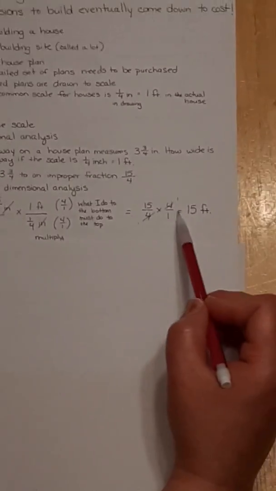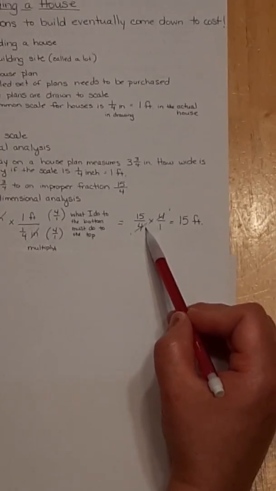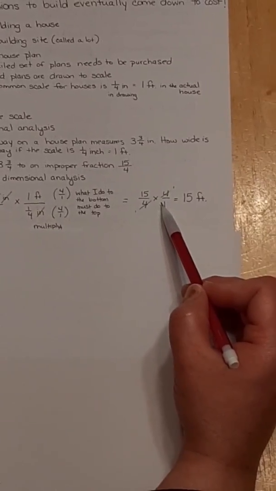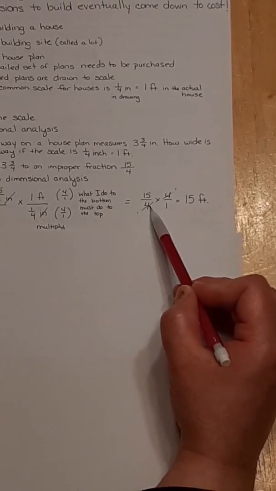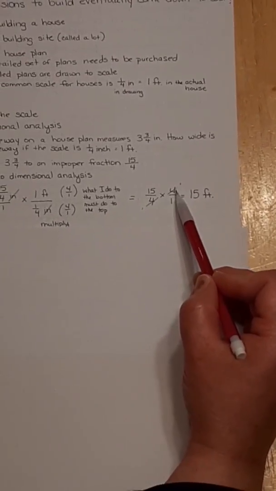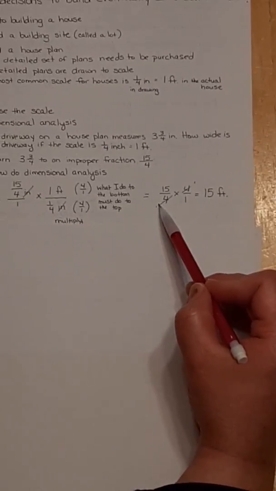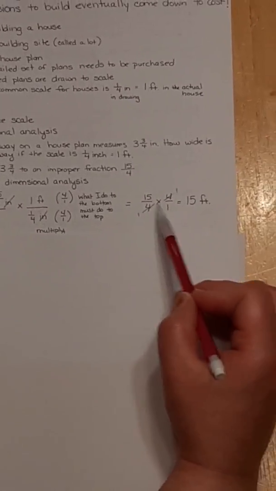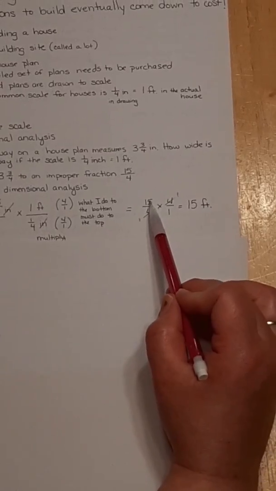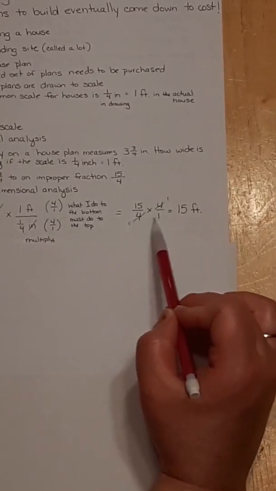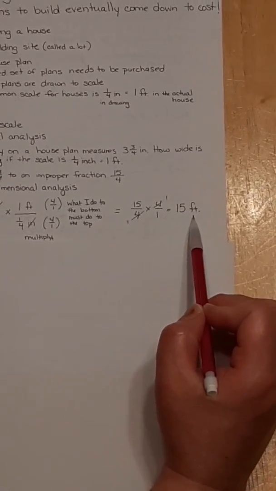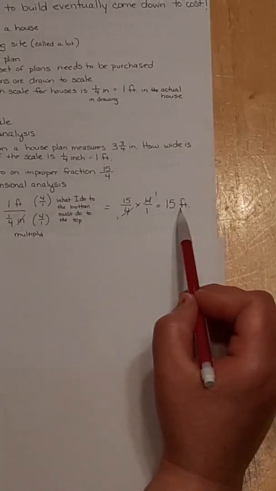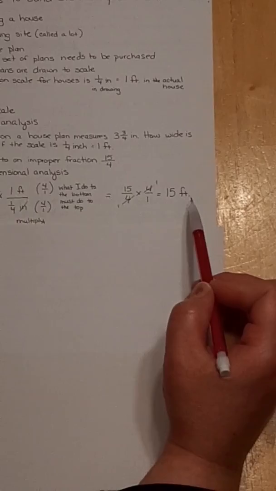Now multiply. To make it easier, I'm going to cancel out as much as I can to reduce my fraction before I even multiply. So these 4s are on a diagonal. Remember, I can cancel out on a diagonal, so those turn into a 1. Okay, now I just multiply straight across for my fraction. 15 times 1 is 15. 1 times 1 is 1. So the real size of my driveway is going to be 15 feet wide.